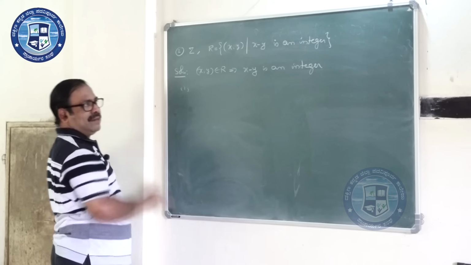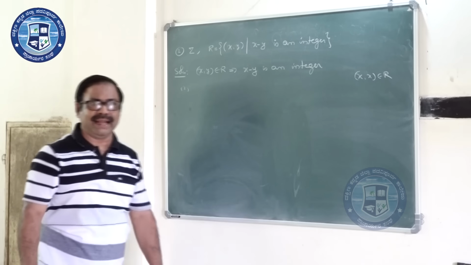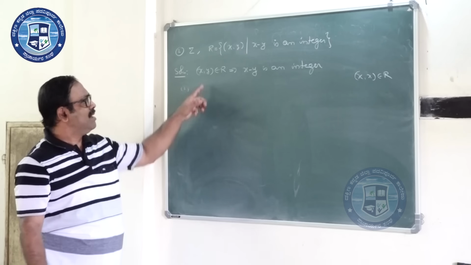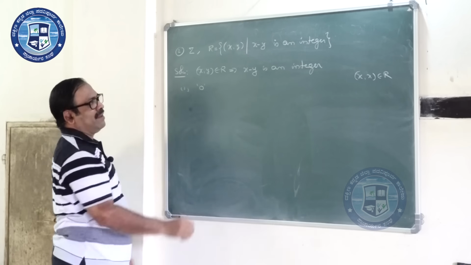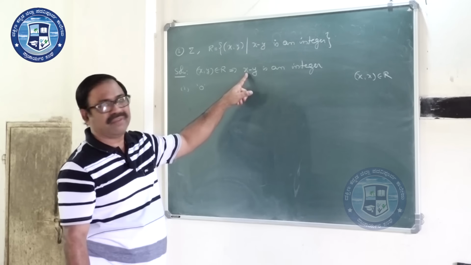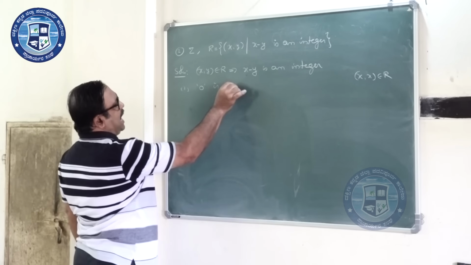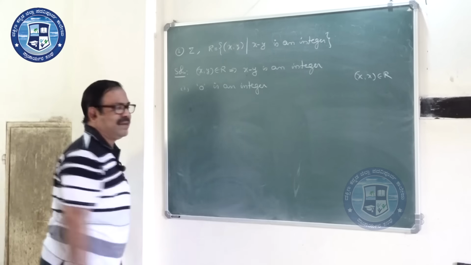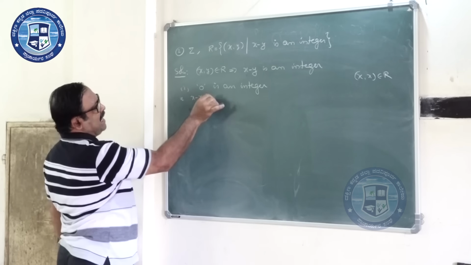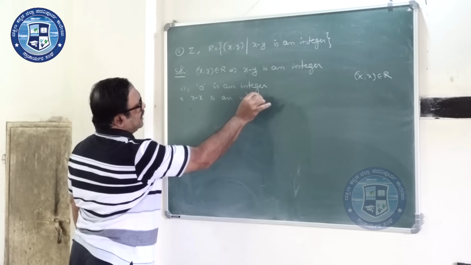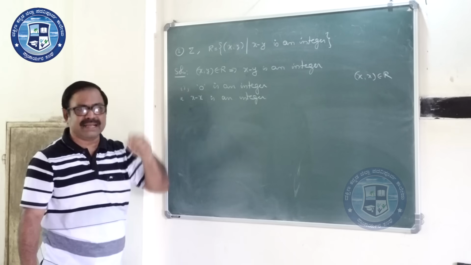Now first, reflexive. See, reflexive means x comma x belongs to R, correct? So x minus y is an integer. I am writing, see, x comma x means what? According to this definition, x minus x means 0. So 0 is an integer, correct? 0 is an integer means x minus x is an integer.